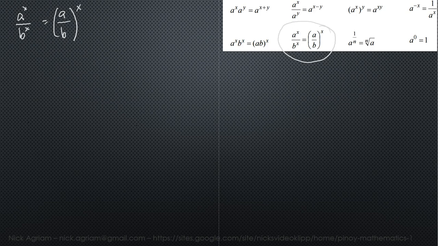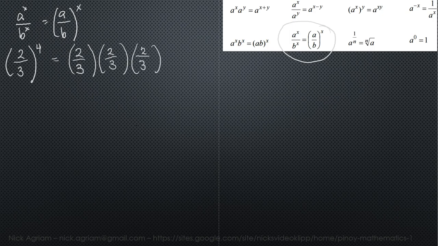I will do the other way around again. For example, I have 2 divided by 3 raised to 4. That means I have 2 thirds multiplied by 2 thirds multiplied by 2 thirds and then multiplied by 2 thirds. Then as you can see, I have 2 raised to 4. I can multiply just the numerators first, and then I can also multiply the denominators, 3 raised to 4.